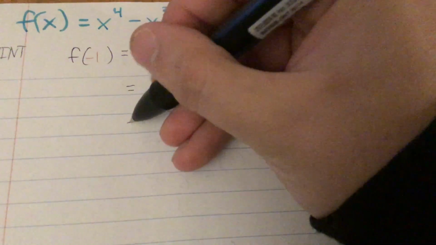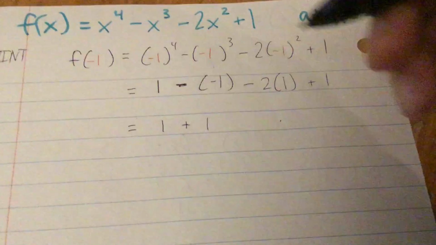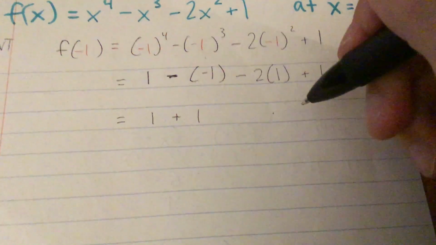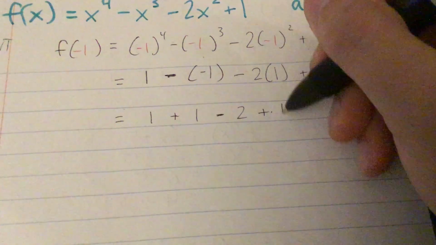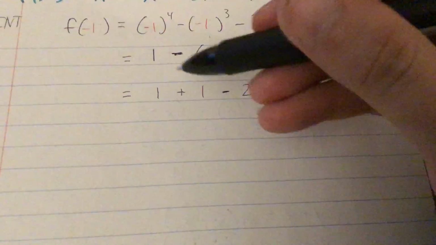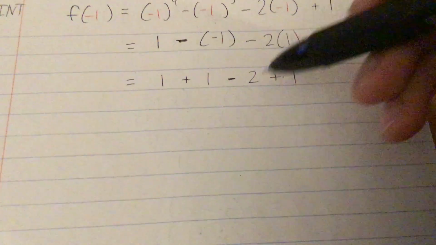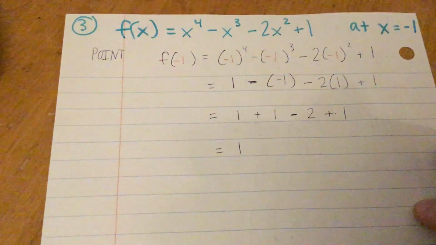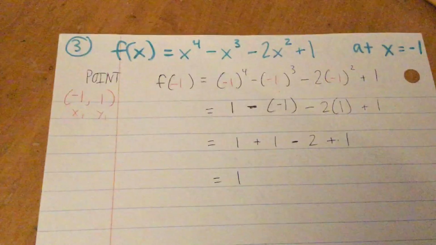So I'm going to put everything simpler. That's 1 plus 1. Negative 2 times 1 is negative 2. And then I'm going to add 1. 1 plus 1 is 2. 2 minus 2 is 0. 0 plus 1 is 1. Well, that was exciting. So that means that our point is negative 1 comma 1. So that's going to be our x1, y1.